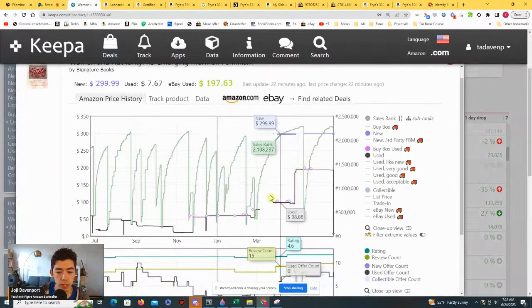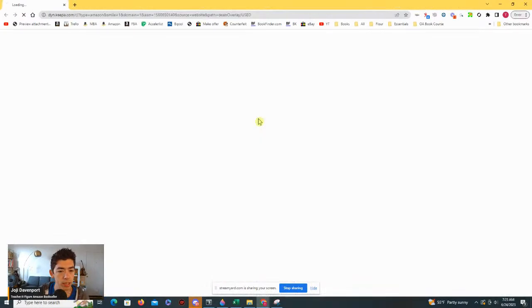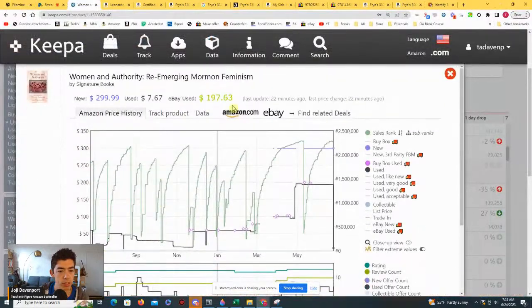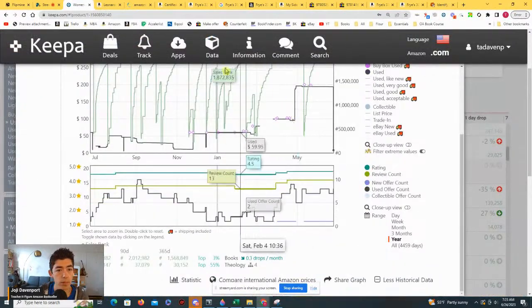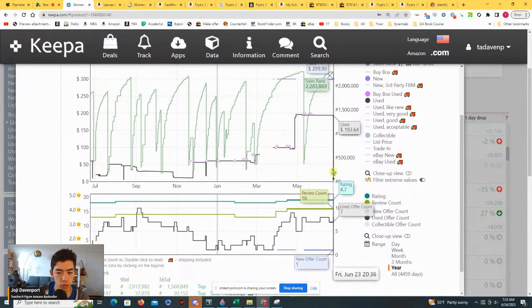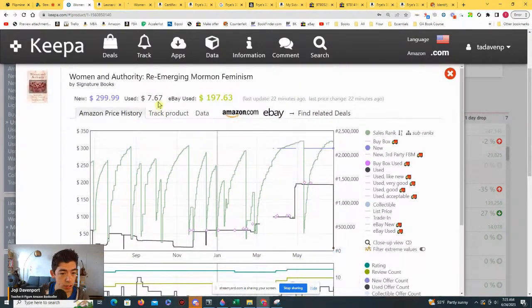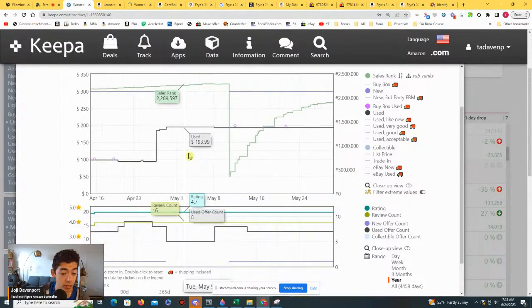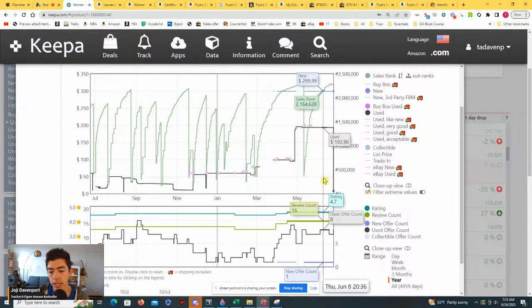All right, this is the last book we're going to look at. This is a book that I definitely probably would buy as well. Let's open this up. So you can see that the price of this book just dropped off a cliff, right? It was $190. It dropped down to $67. The most recent sale looks to be actually at $193, which is crazy.